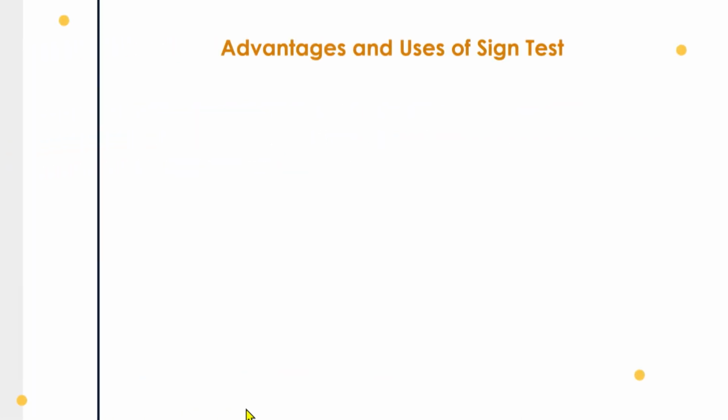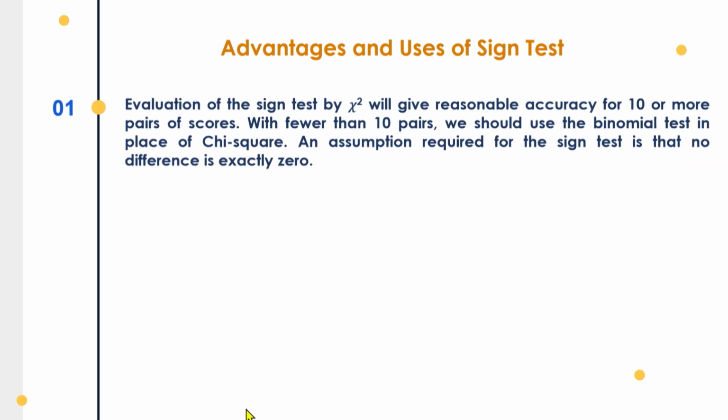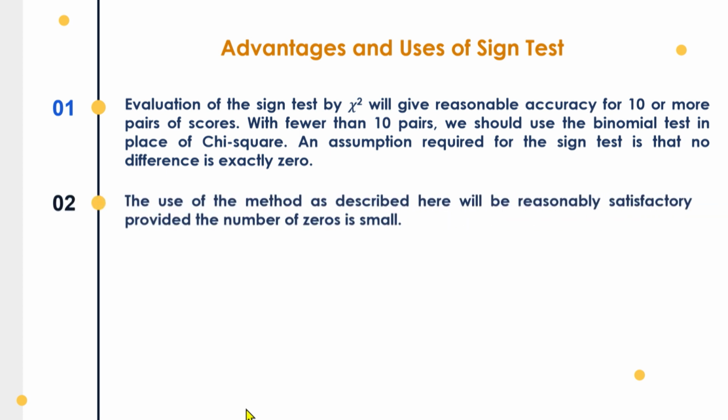Next, we will discuss the advantages and uses of the sign test. Evaluation of the sign test by the chi-square will give reasonable accuracy for 10 or more pairs of scores. With fewer than 10 pairs, we should use the binomial test in place of the chi-square. An assumption required for the sign test is that no difference should be exactly 0. The use of this method, the sign test as described here, will be reasonably satisfactory provided the number of zeros is small.